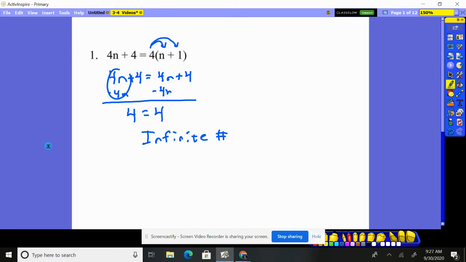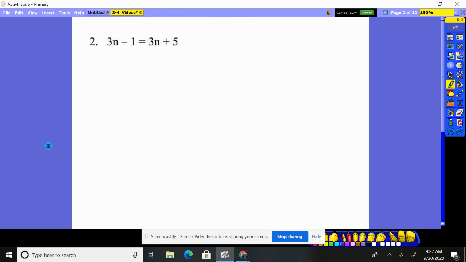Because back here, basically the two equations are the same. So no matter what you plug into n, you're going to get the same answer. If I plug in 5, I'll get 24 on the left and 24 on the right. If I plug in 7, I'll get 32 on the left, 32 on the right. So there's an infinite number of solutions. No matter what you plug in for n, it's going to work. That happens whenever you solve it and the variables disappear and you get a true statement like 4 equals 4. That's true. So there's an infinite number of solutions.